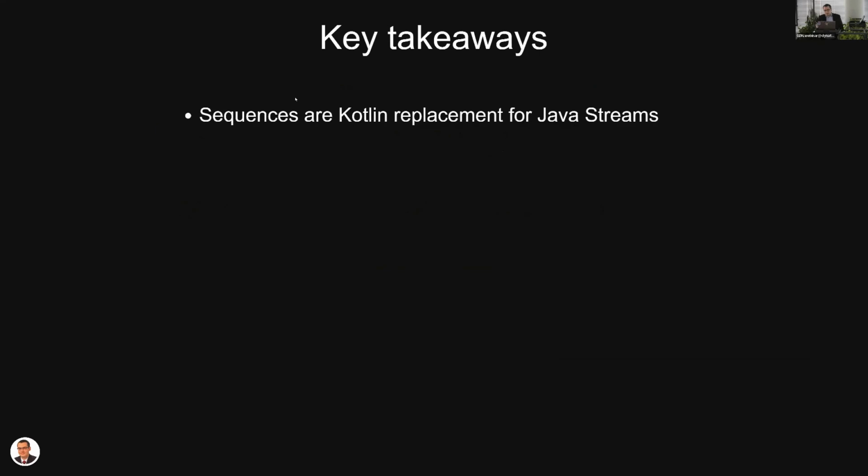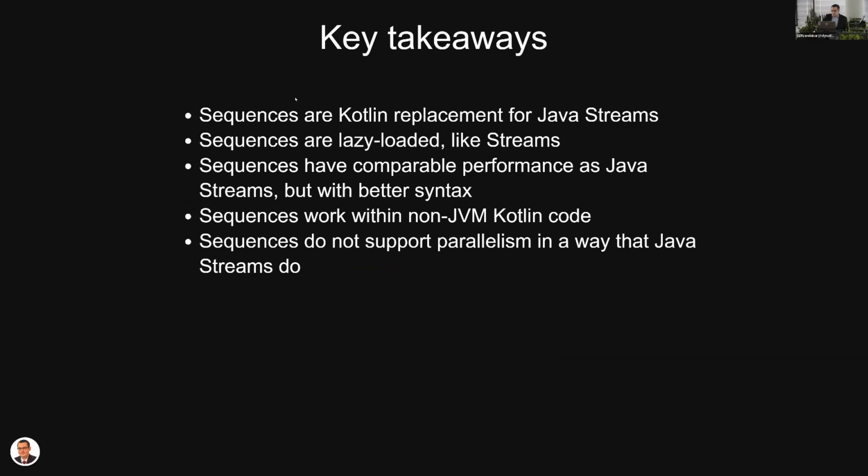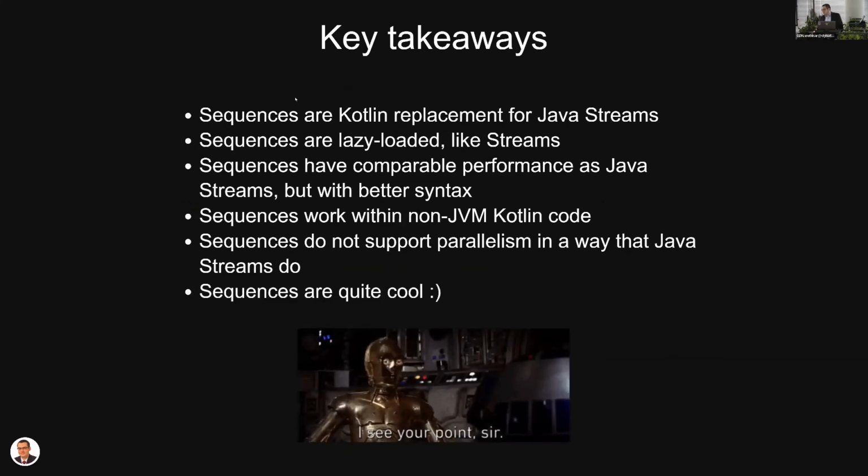So to sum everything up, sequences are the Kotlin replacement alternative for Java streams. They are lazy loaded, just like streams. They have comparable performance, but much better syntax. They work with non-JVM Kotlin code, and they don't support parallelism in the way that Java streams do. So that's one minus. And in general, my goal for the last half hour was to convince you that sequences are quite cool. So I hope that I was successful in this attempt.